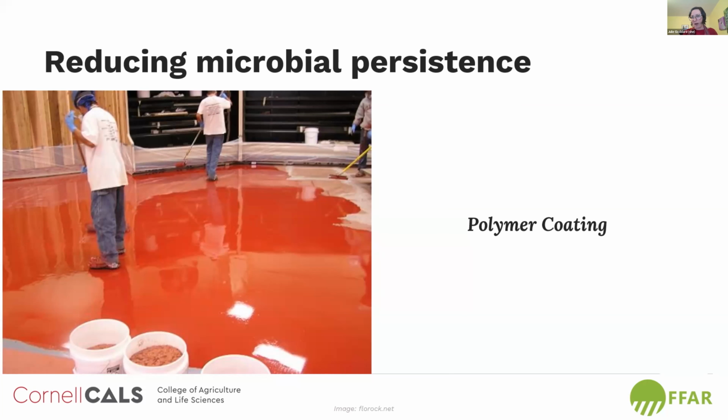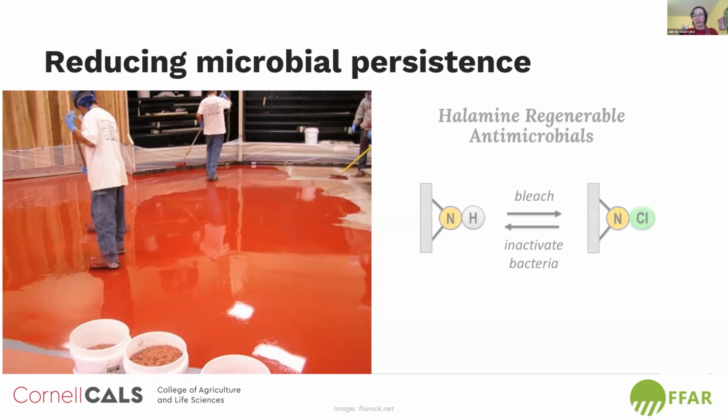So one particular polymer coating chemistry that we've explored uses a halamine, which you may have heard of. These are amines, amides, and imide functional groups that, when exposed to sodium hypochlorite, standard household bleach, can become reversibly charged with chlorine and enter an antimicrobial state.